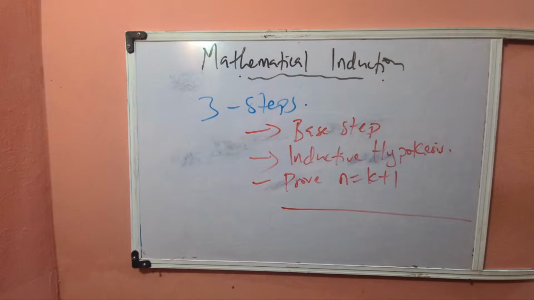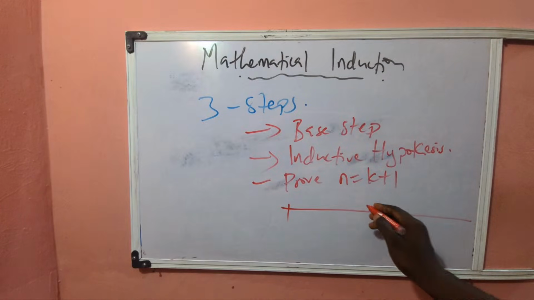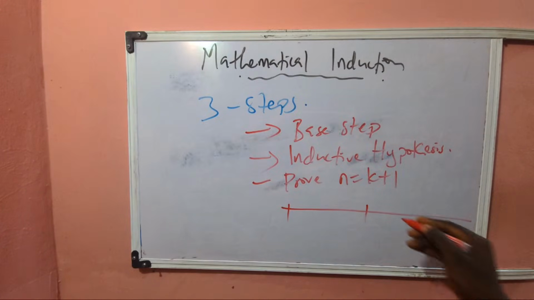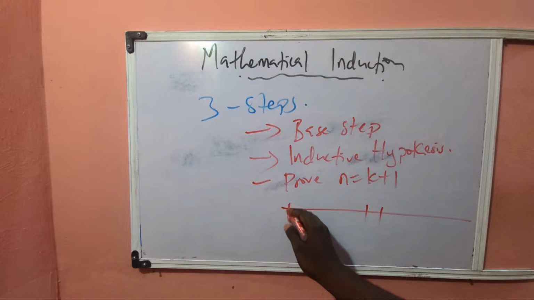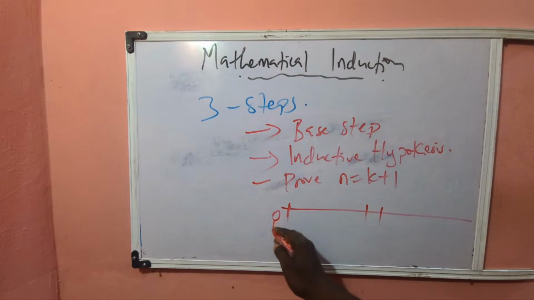So how do you do that? Look at this line here. Let me try and explain to you the whole concept of how you should view mathematical induction. So this is a place. This is a point. And this is a point. You first of all want to be sure that at the point where you are, this place works well.